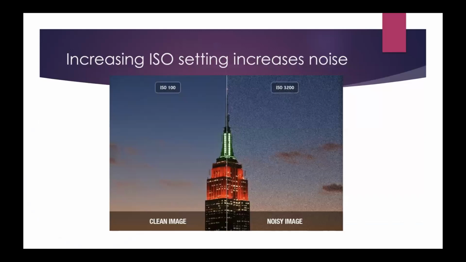So that's the takeaway here. Increasing ISO increases noise. So it's a trade-off. And some of you already know this, right? But it's a trade-off. So if you need more light, you might need a faster camera, faster lens, I mean.